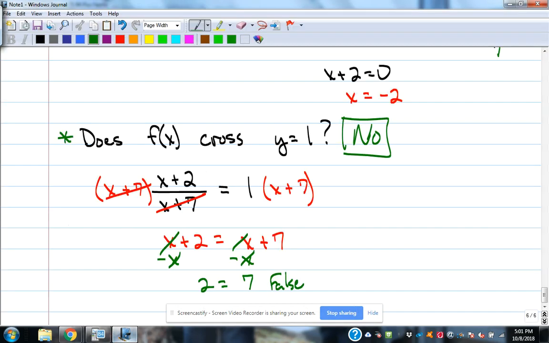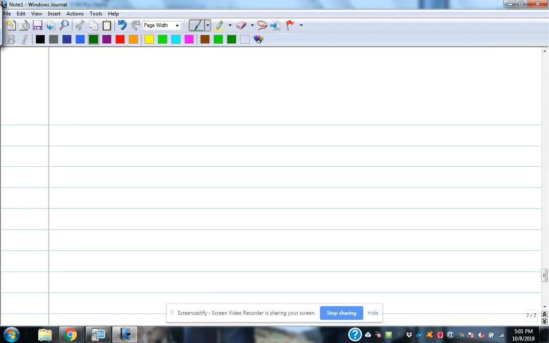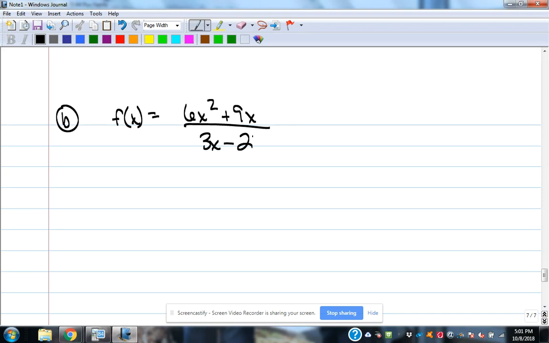All right, let's do another. New page. All right, example B. f of x is equal to 6x squared plus 9x over, let's do 3x minus 2. This works out pretty nice. Pretty cool looking.